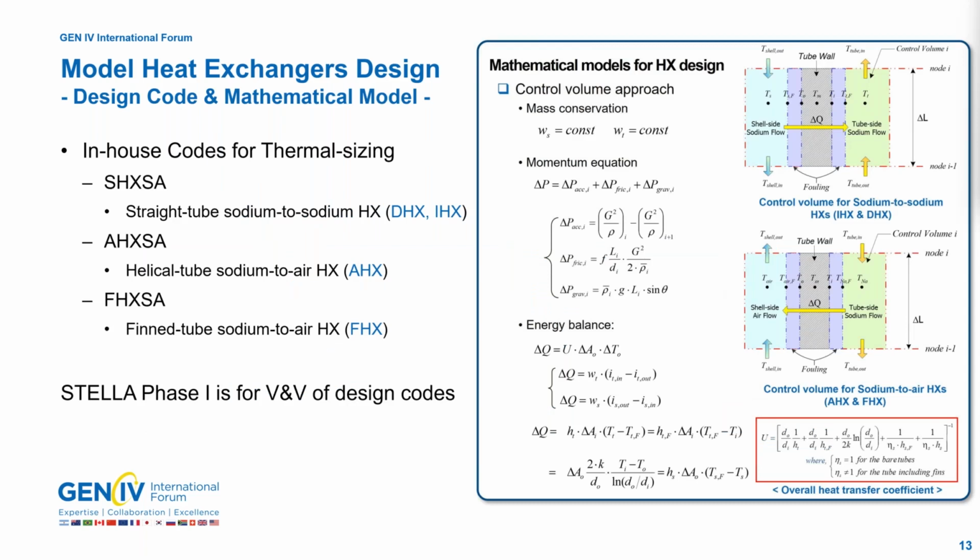There are 3 in-house codes for thermal sizing of heat exchangers. The names are SAXA, AXA, and FAXA. They use a control volume approach, solving the basic 3 equations. As you can see on the right side, the mass balance, momentum, and energy balance. Next slide, please.